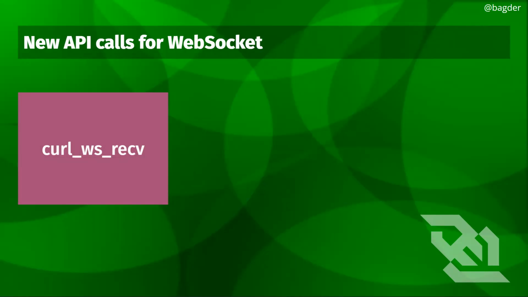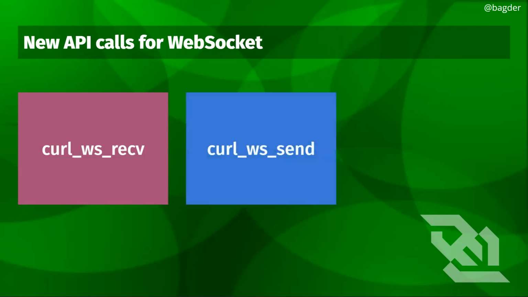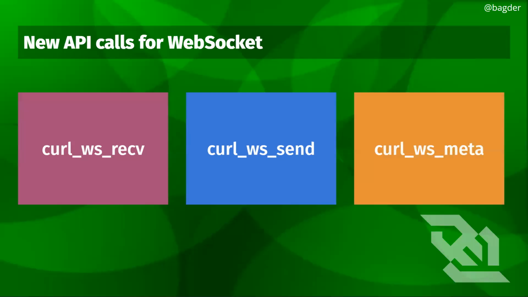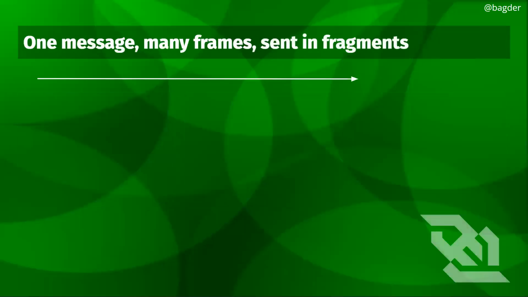So you have this curl WS receive, which of course receives WebSocket data. You have the corresponding curl WS send to send WebSocket data, and we have a third one called curl WS meta, or just meta. It returns meta information about incoming data. I'll explain in a moment when you need it. So we have these three new function calls, and they are only used for WebSocket communication, hence the name. They're dedicated just for WebSocket support.